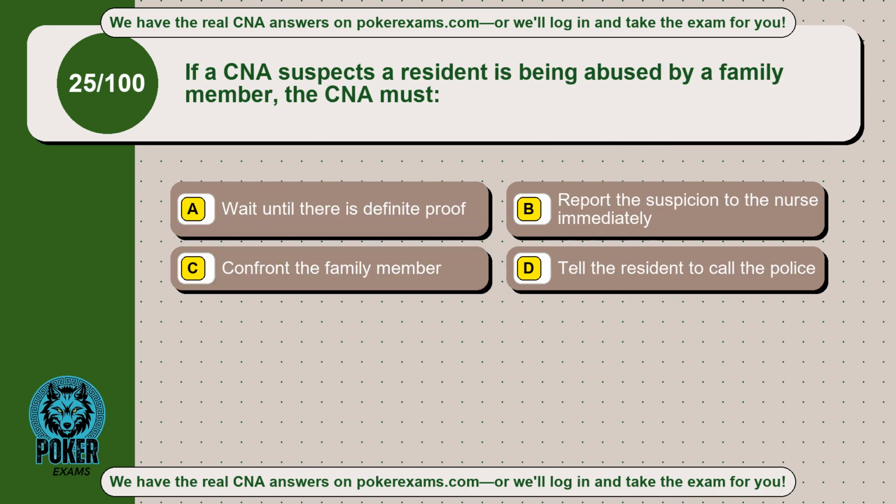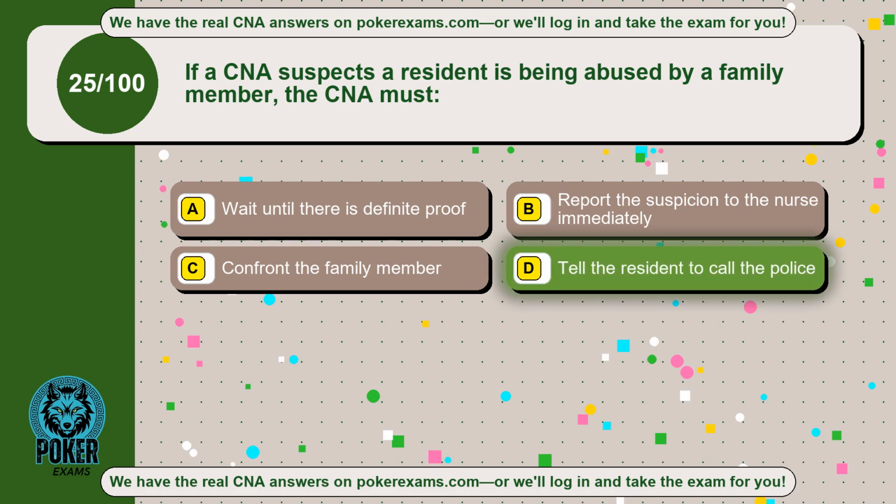Question 25. If a CNA suspects a resident is being abused by a family member, the CNA must: Option A, wait until there is definite proof. Option B, report the suspicion to the nurse immediately. Option C, confront the family member. Option D, tell the resident to call the police.